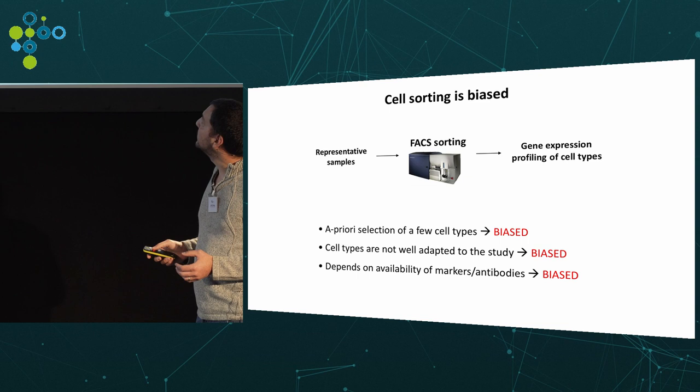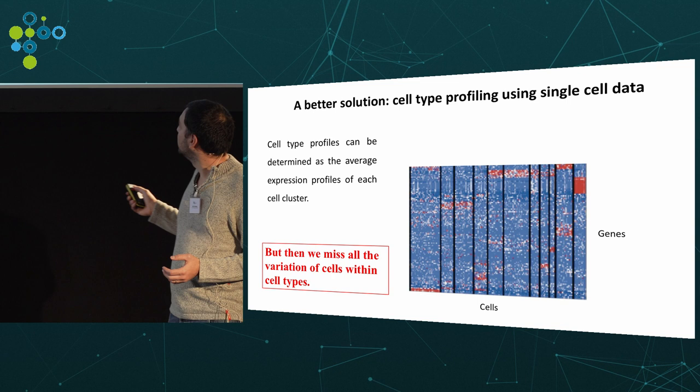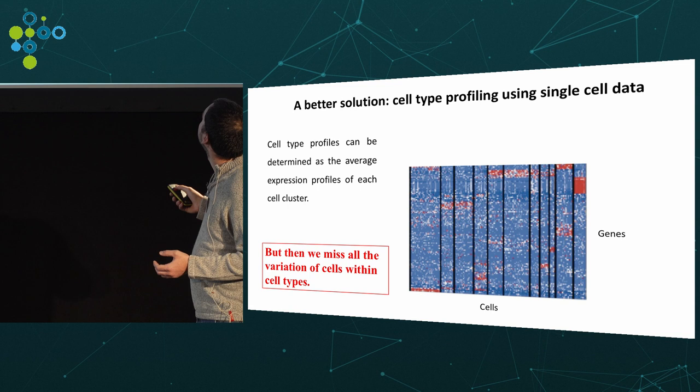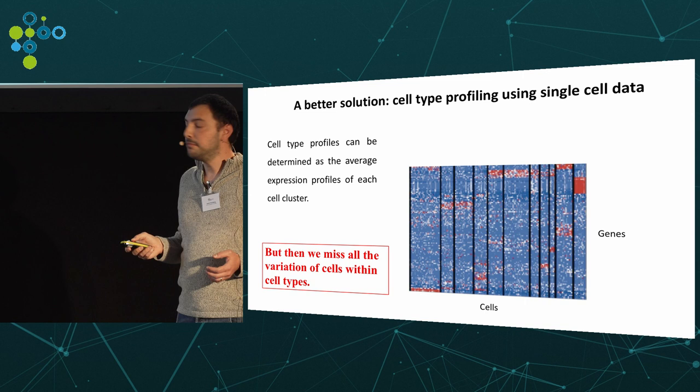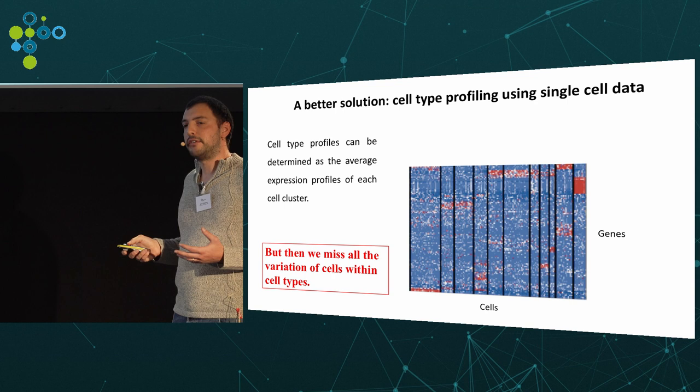So a better solution is to use single cell data, for that matter. For example, if we have this matrix of cells and genes, we can cluster these profiles into cell types, and even maybe find a new uncharacterized cell type, and then just take the average of each cell type as the profile for the deconvolution. But the problem is that you lose all the variation inside of the cell type using this.